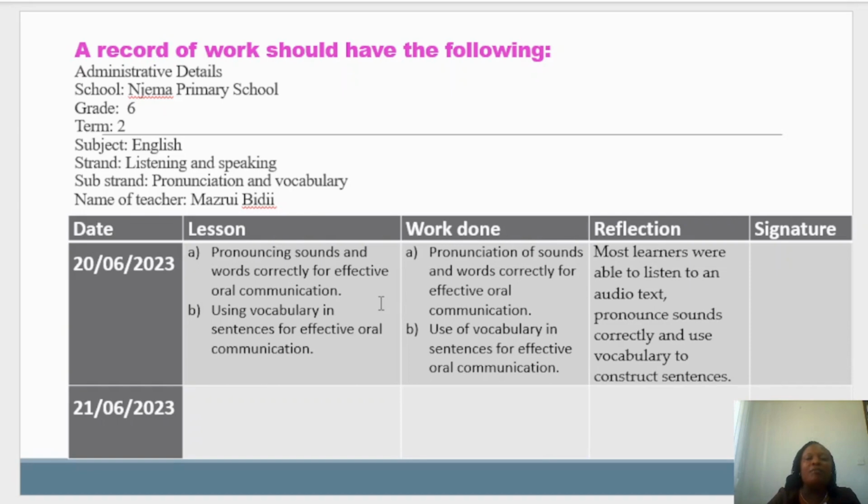We have got administrative details, as we have got the school, the grade, the term, the subject or the learning area, the strand slash substrand, and then the name of the teacher. And then you can fill in, as you can see there, and sign. So the lesson was on pronunciation of sounds. The work done was pronunciation of sounds and words correctly for effective oral communication. And then you can see the reflection there. Most of the learners were able to listen to an audio text. They were able to pronounce the sounds correctly and use vocabulary to construct sentences. And then the teacher can sign after that.